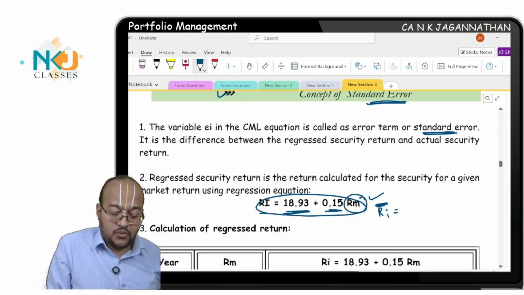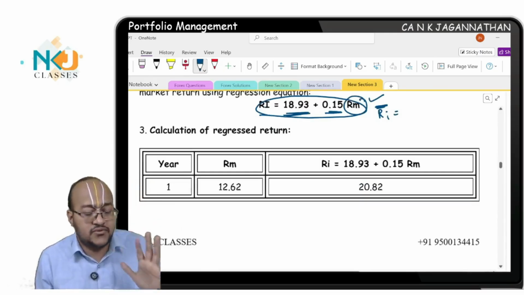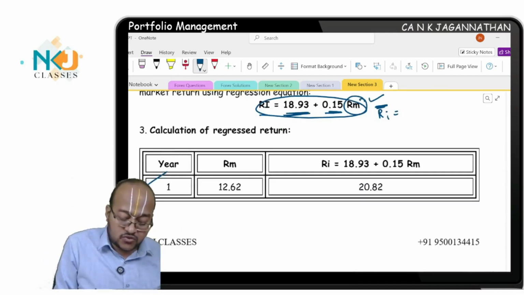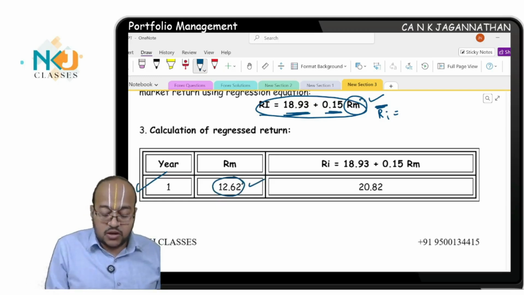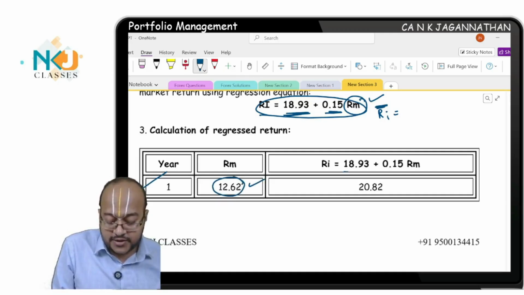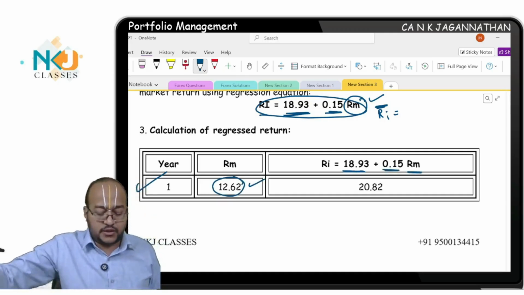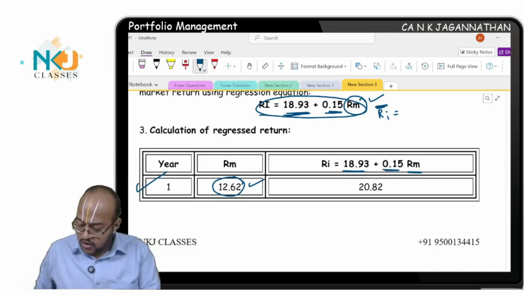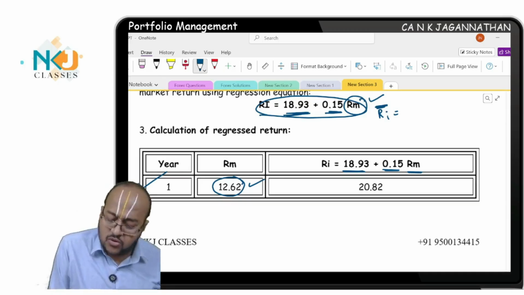I will show you how it is calculated. First we will compute the regressed return for 3 years for this security. Shall we? Very simple. See, year 1, RM is what? 12.62. Now the regressed return comes to how much? Alpha is 18.93 plus beta times 12.62, which means take your calculator: 18.93 plus 0.15 into 12.62. How much is that? 20.82, rounded off.